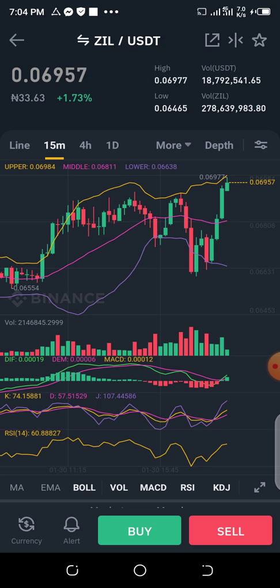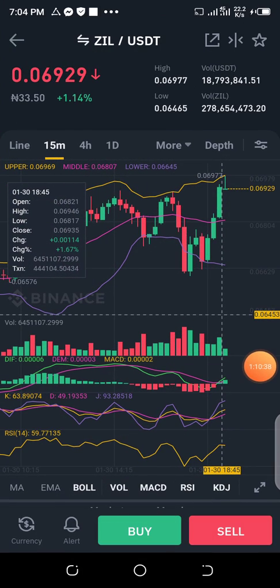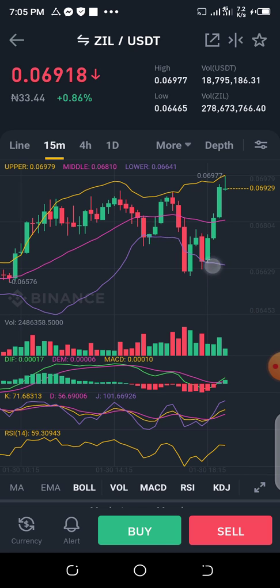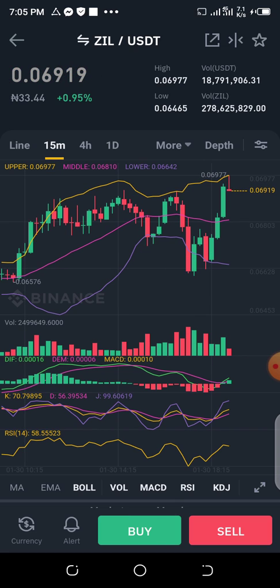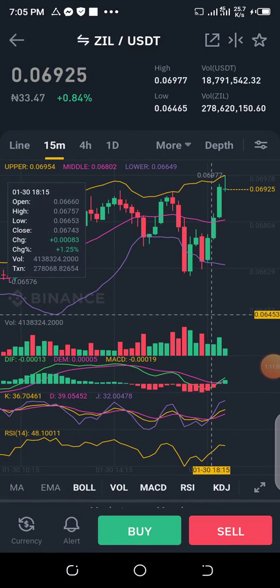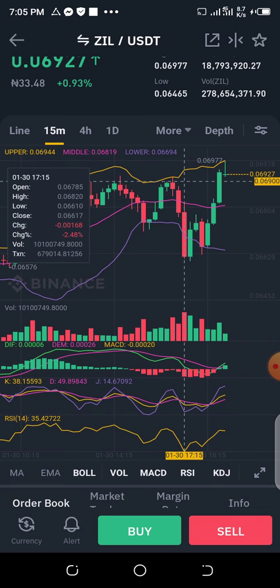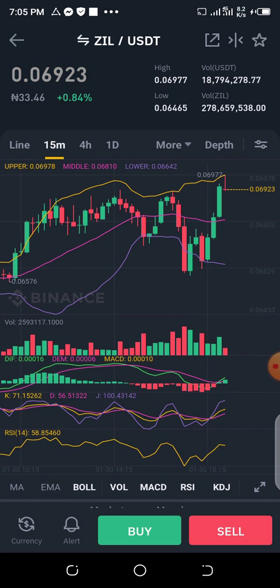Now on the Bollinger Band we have three lines. We have the yellow, which is known as the upper band, the light purple, which is the middle band, and the deep purple, which is known as the lower band. Anytime the candlestick is around this lower band, then you know that it has the potential to rise upward. But anytime it is around the upper band, can you see it here, it has the potential to drop in price.